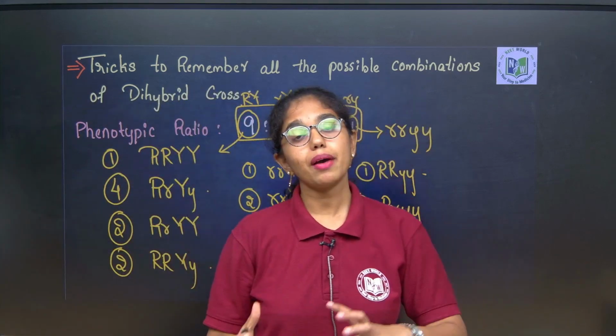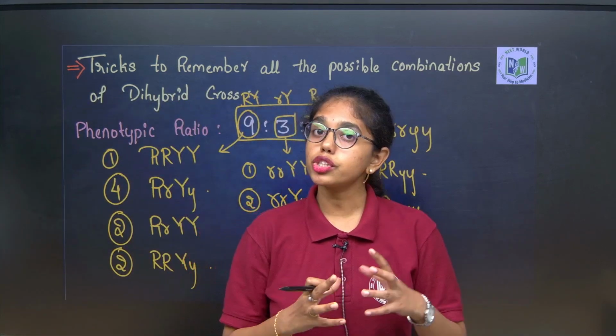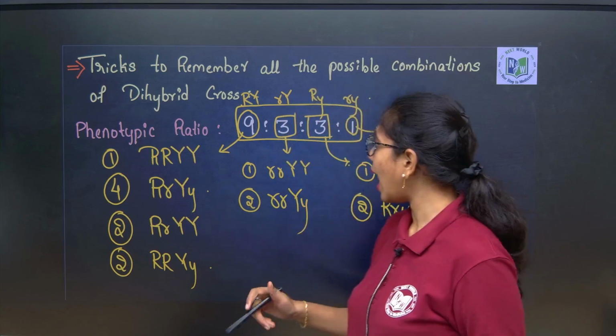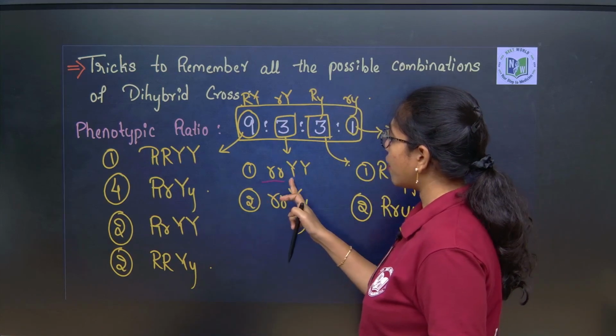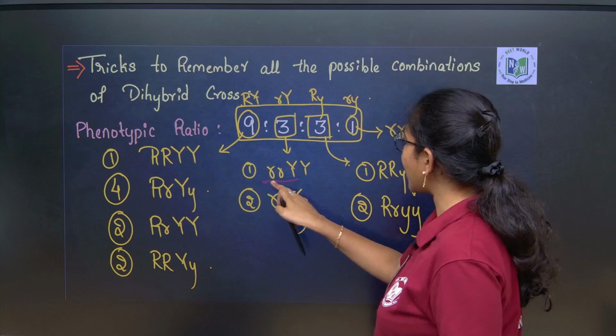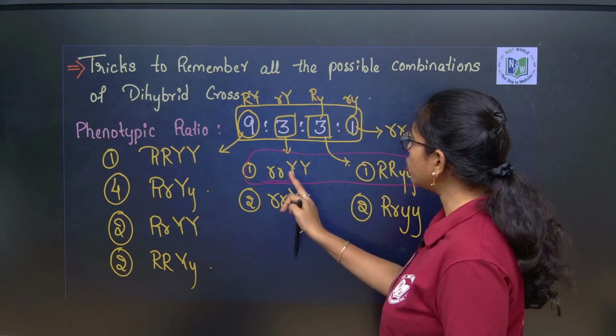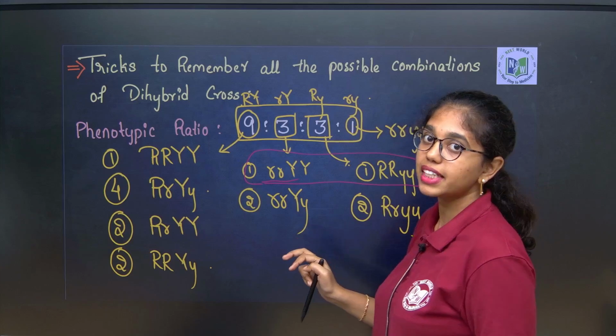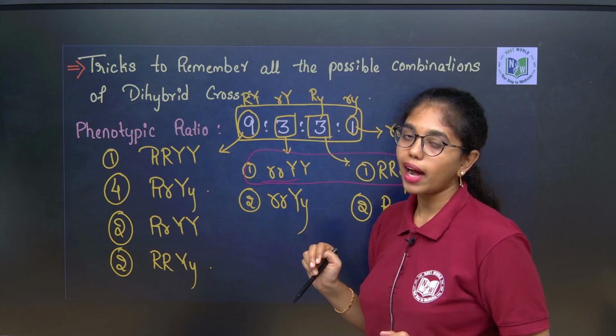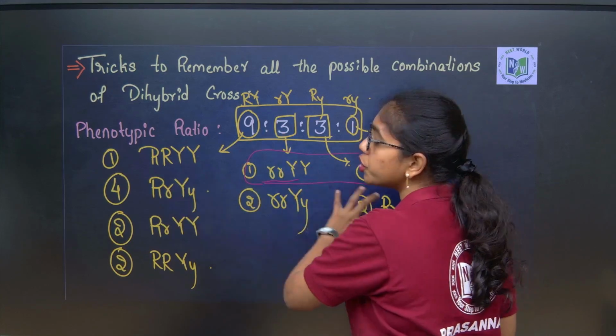Now, for example, in your question, amongst 560 seeds, how many are homozygous for one recessive and one dominant? If such a combination is asked, out of 16 zygotes you will see 2, so out of 560 how many? Like that you have to calculate. For that, this should be in your mind. Okay.